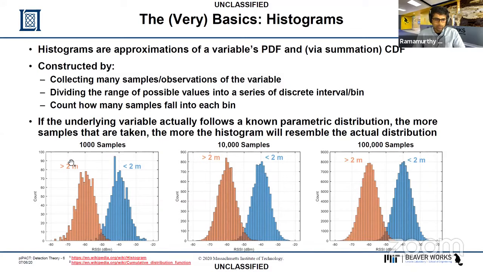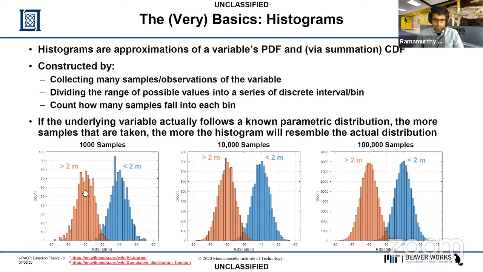What you'll notice is that I have two different distributions here. Basically, each one is a histogram on one chart. One of these histograms is data I would have collected when the RSSI measurements were taken at distances less than 2 meters. And the other one is RSSI measurements I took when I was further than 2 meters apart.